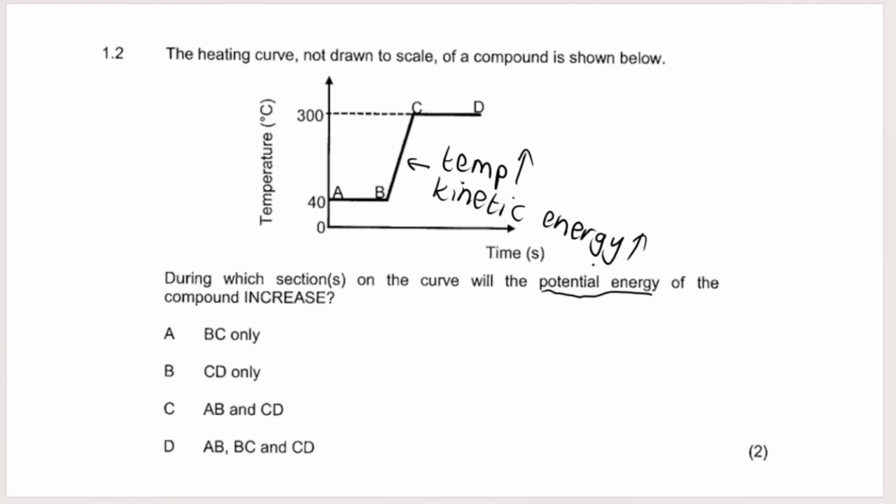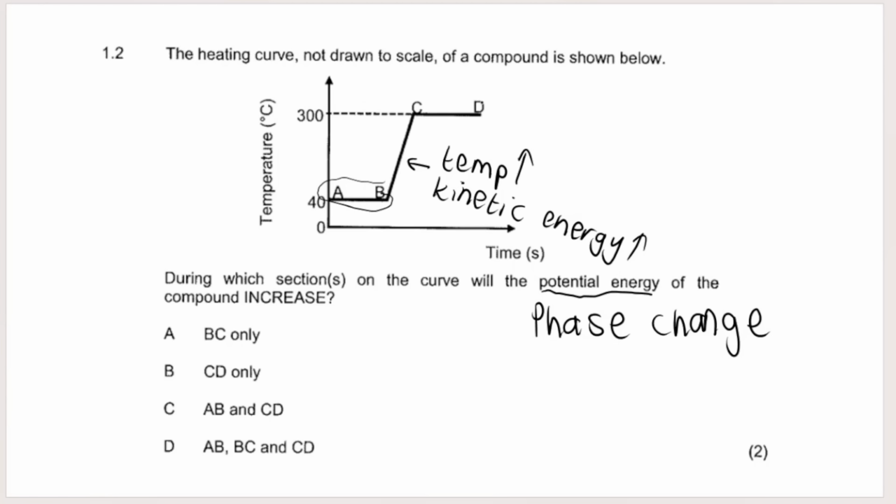So potential energy will increase when the substance is going through a phase change, right? And it's going from solid to liquid or liquid to gas, and the particles are moving further and further away from one another because the intermolecular forces between the particles are getting overcome or they are weakening. So therefore, A to B represents a phase change. The temperature is constant, the kinetic energy is constant, but the potential energy is increasing.